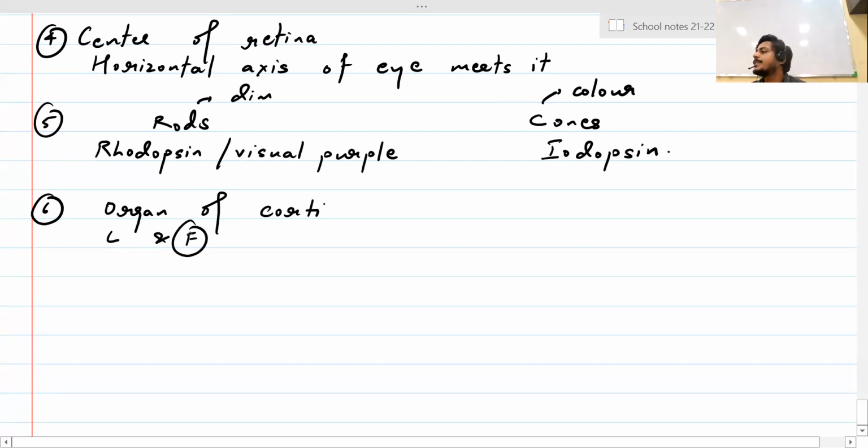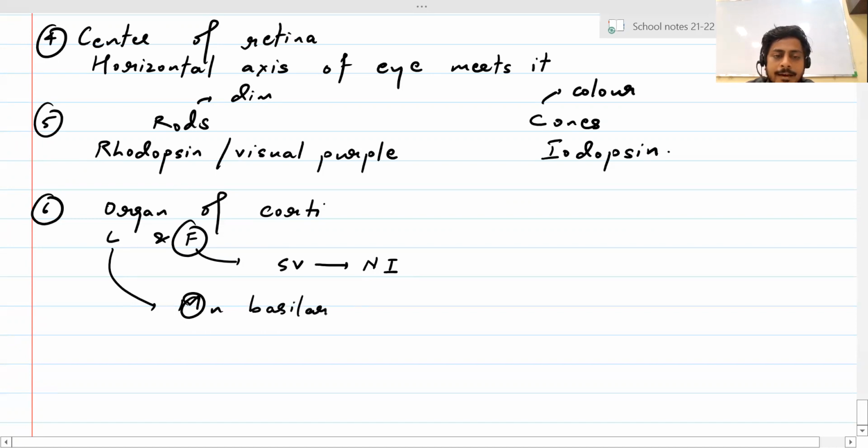So organ of Corti का जो function है वही cochlea का भी function है. So it helps to convert the sound vibrations to nerve impulses. Sound vibrations को convert करता है nerve impulses में. And location, we remember it is on the basilar membrane in the median canal of the cochlea in the inner ear. If you need the diagram, please refer to the notes we've written in class.